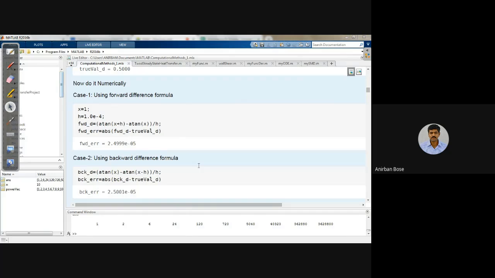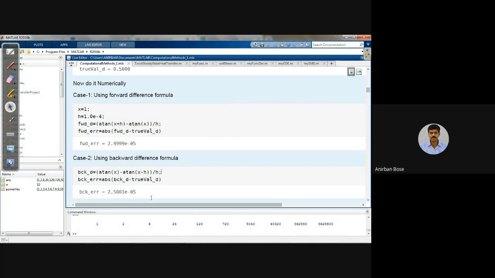But can you predict what will be the order of magnitude of the error if we do the same problem by the central difference? In central difference, definitely the error will be much less, because it is more accurate. The error will be in the order of h square. So with h being 10 to the power minus 5, that should be in the order of 10 to the power minus 10. So let us see whether it is showing that or not.